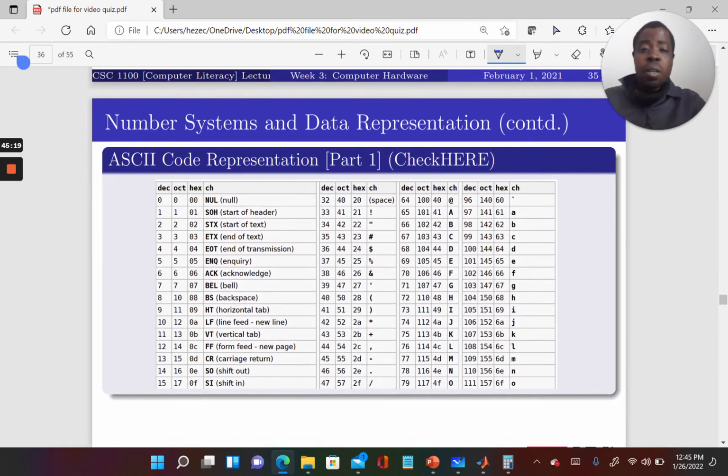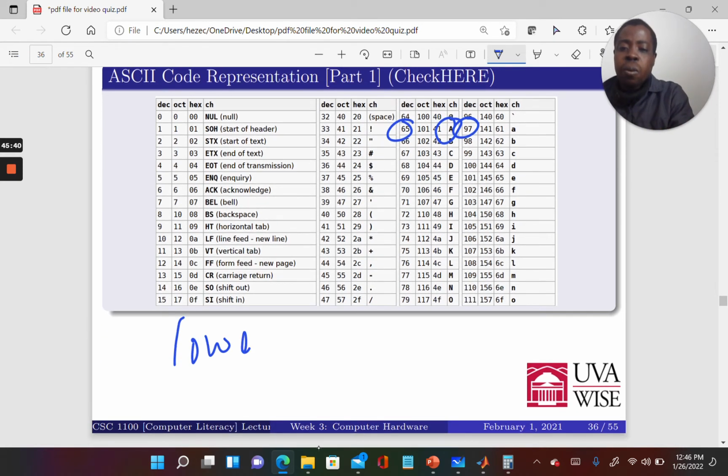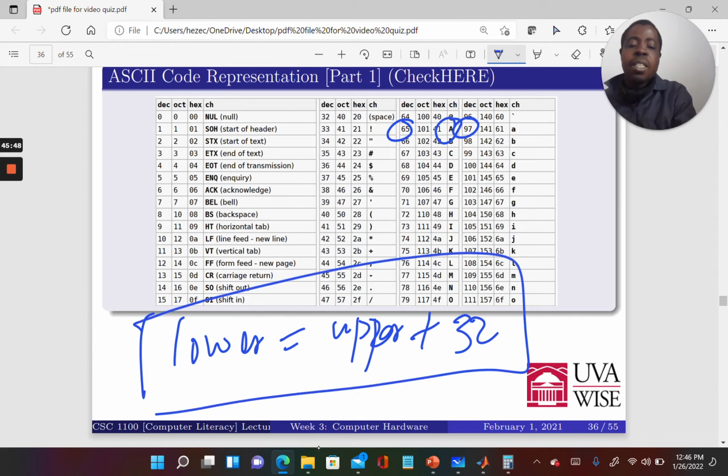And we also discussed ASCII code in class, which is the American Standard Code for Information Interchange. And I told you, don't forget, uppercase A is coded as 65, and lowercase a is 97. And that's a formula I gave you: lower code equals upper plus 32. That's the code for representing uppercase and lowercase English alphabet.